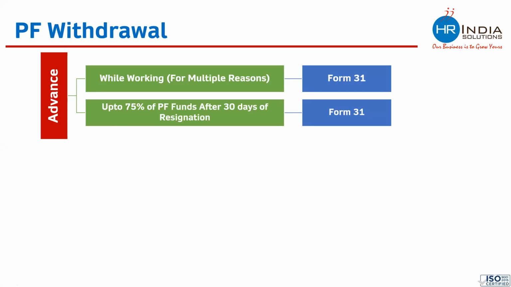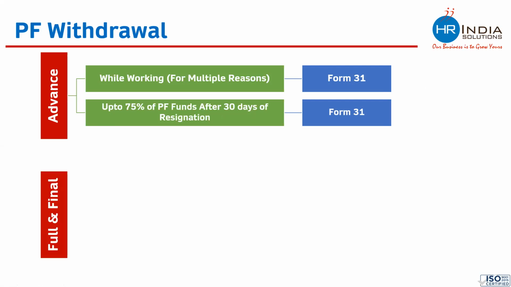Like after 30 days, you have withdrawn your 75%, and again after 60 days, you have not got any job and you want to withdraw your entire amount. In that case, after 60 days, you need to fill form 19, and the remaining 25% of the PF fund you can withdraw by filling form 19 after 60 days. So these are the advance withdrawal cases. First is while working, for multiple reasons, by filling form 31. Second case is up to 75% of the PF funds after 30 days of the resignation by filling the same form, that is called form 31.